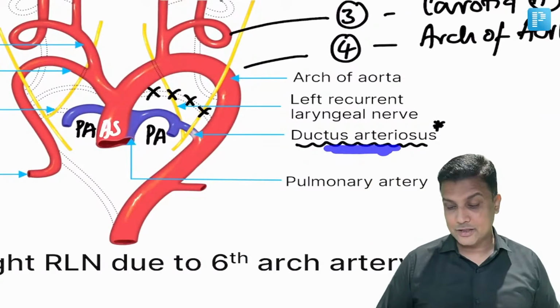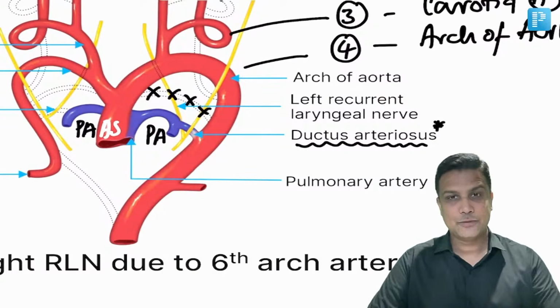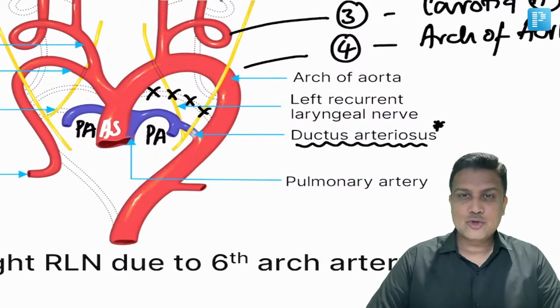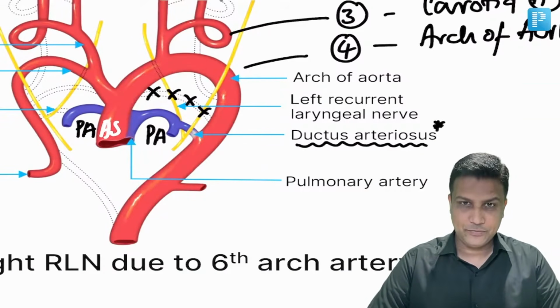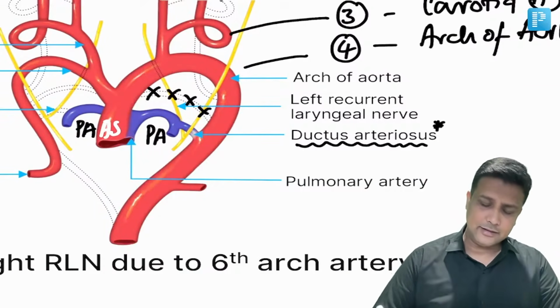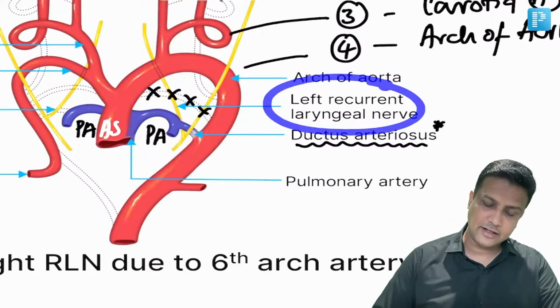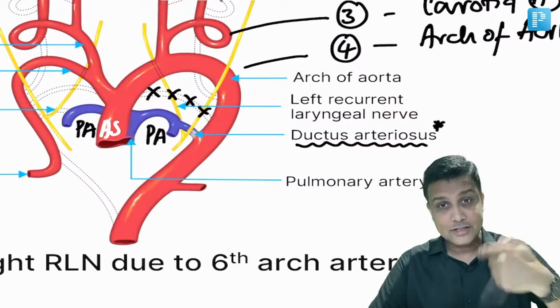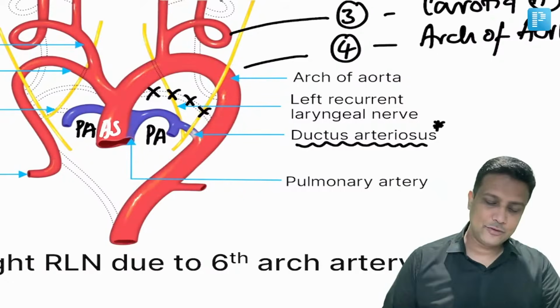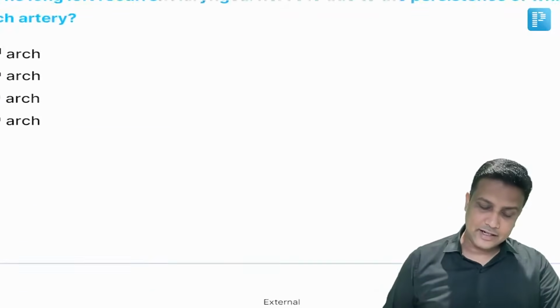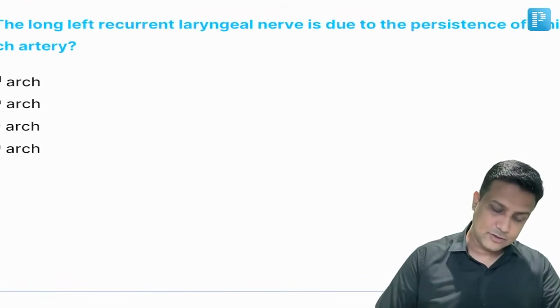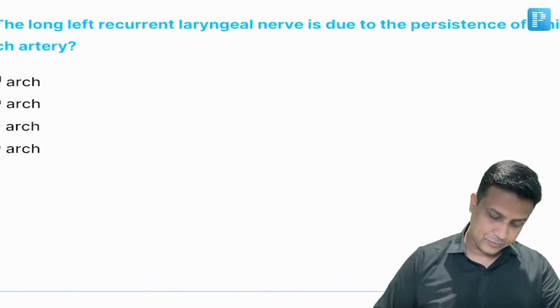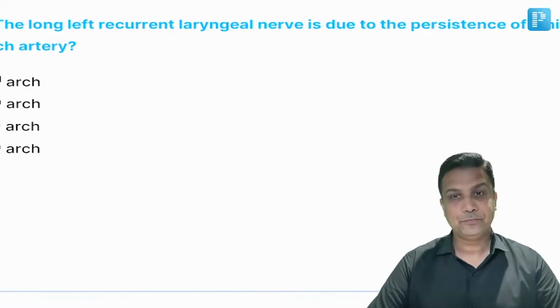The ductus arteriosus, after birth, will get closed to form a ligament, and that is nothing but the ligamentum arteriosum. That is the reason why, on the left side, the left recurrent laryngeal nerve does not have any chance to ascend up. It gets stuck there itself. Therefore, we can say that the left recurrent laryngeal nerve is longer because of the sixth arch artery.